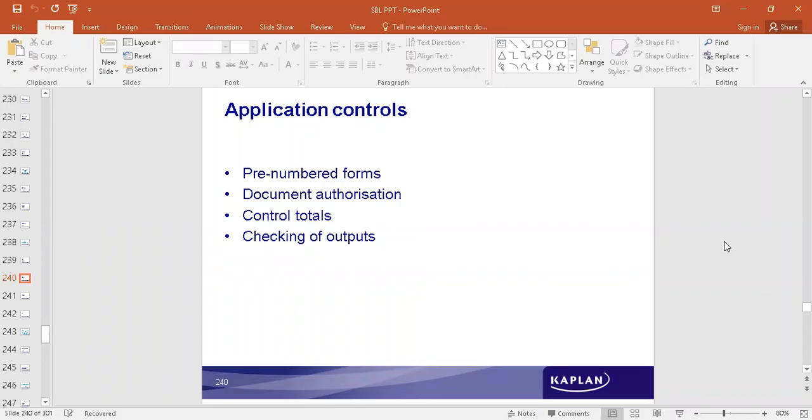Application controls are part of the control activities of the internal control system also. I did explain to you about a concept called pre-numbering. All the forms are pre-numbered, so in future, any kind of verification can be done based on the numbers. Application controls should also be pre-numbered. The form should be pre-numbered, so that if there is anything to be verified in future, it can be easily verified.